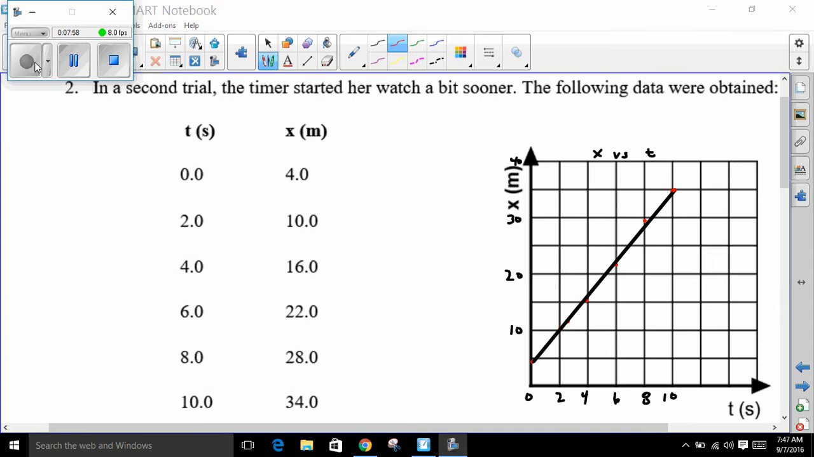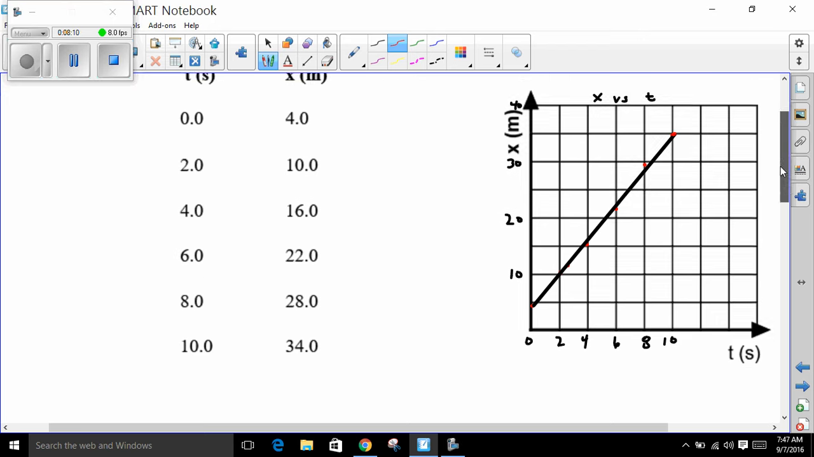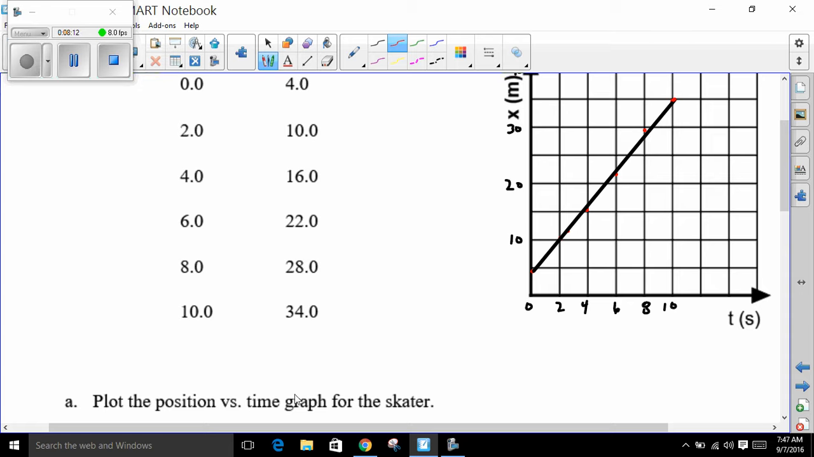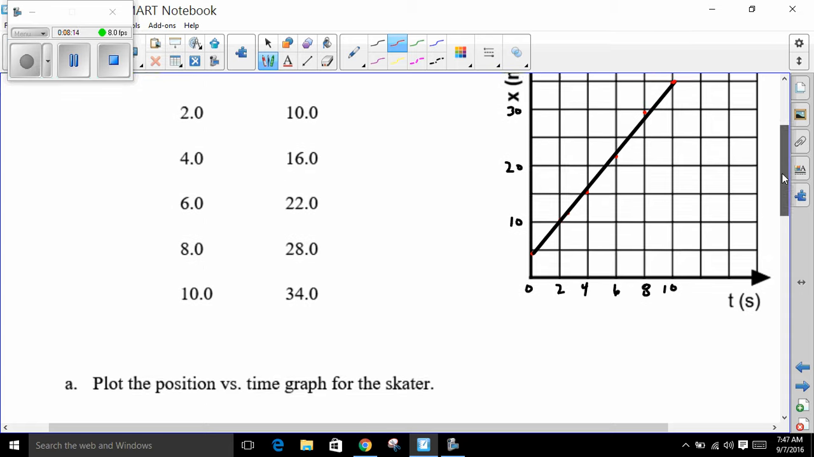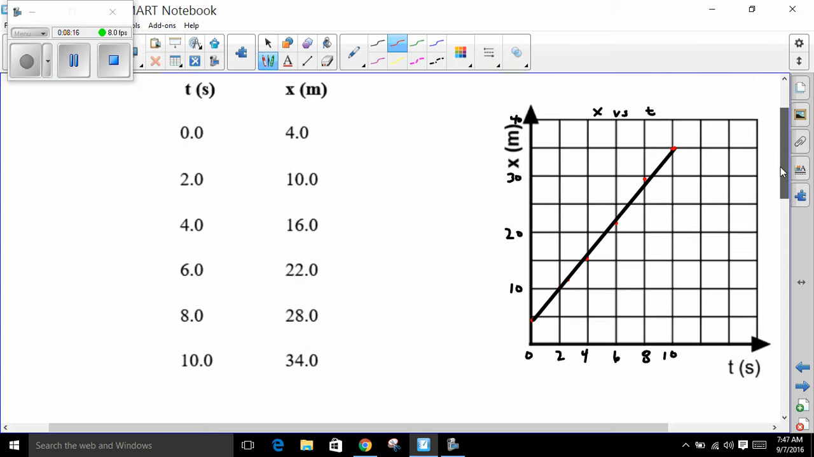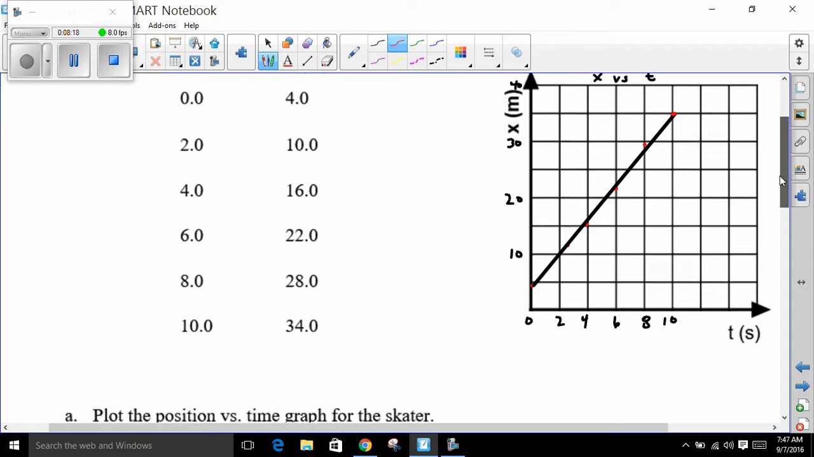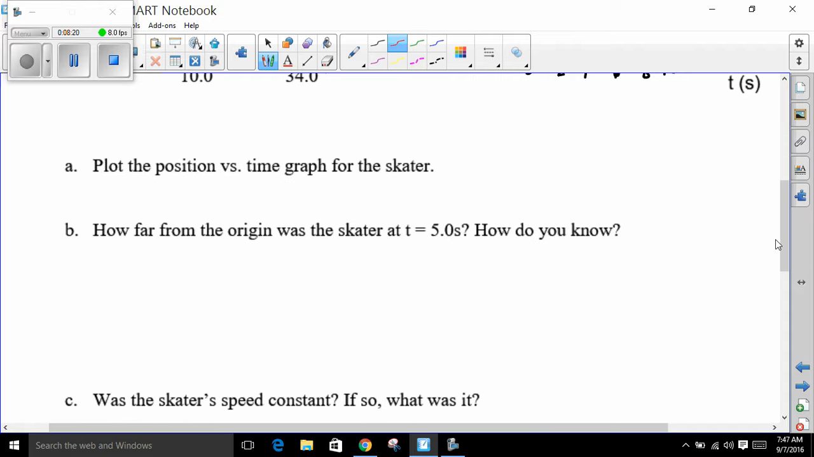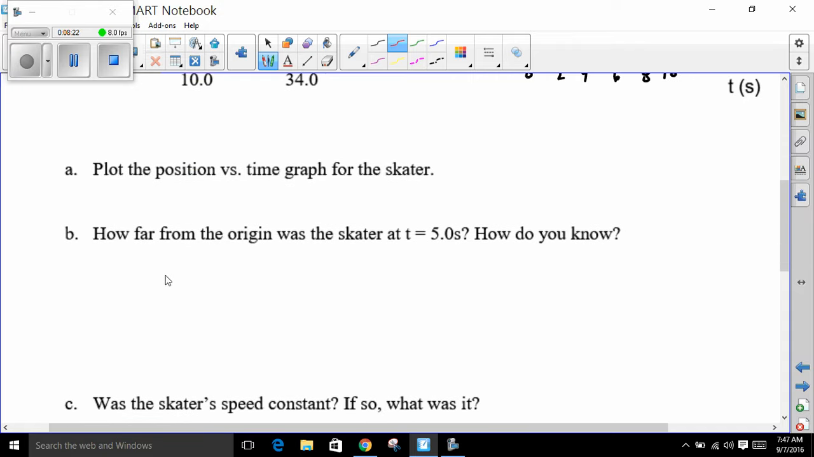And number 2, in a second trial, the timer started her watch a bit sooner. The following data were obtained, and they want us again to plot a position versus time graph. I've used the same scale and plotted to get this linear plot. Okay, so there we are. Pause if you need to compare yours to this. How far from the origin was the skater at 5 seconds, and how do you know?